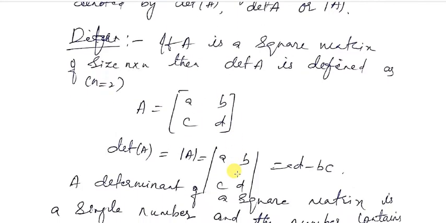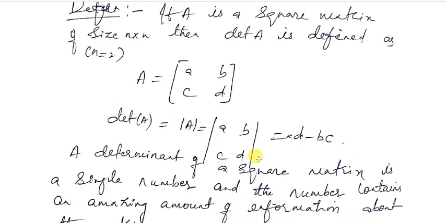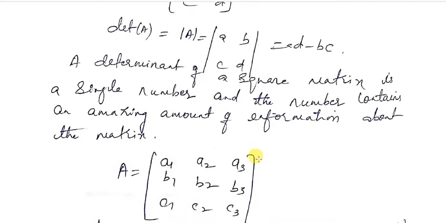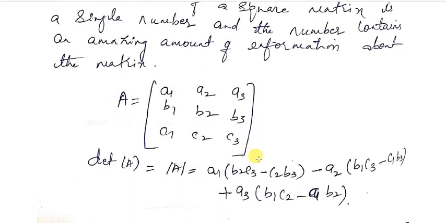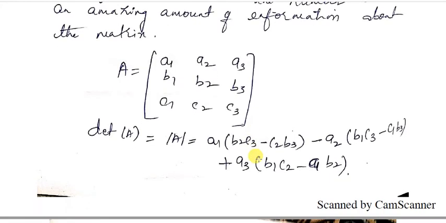Then what is its determinant? It is very easy to expand. The diagonal entries will be multiplied, AD, minus the opposite diagonal entries multiplied. So the cross product AD minus BC gives the value of the determinant. Similarly, we can find the determinant of a 3 cross 3 matrix. Here I have written the example.